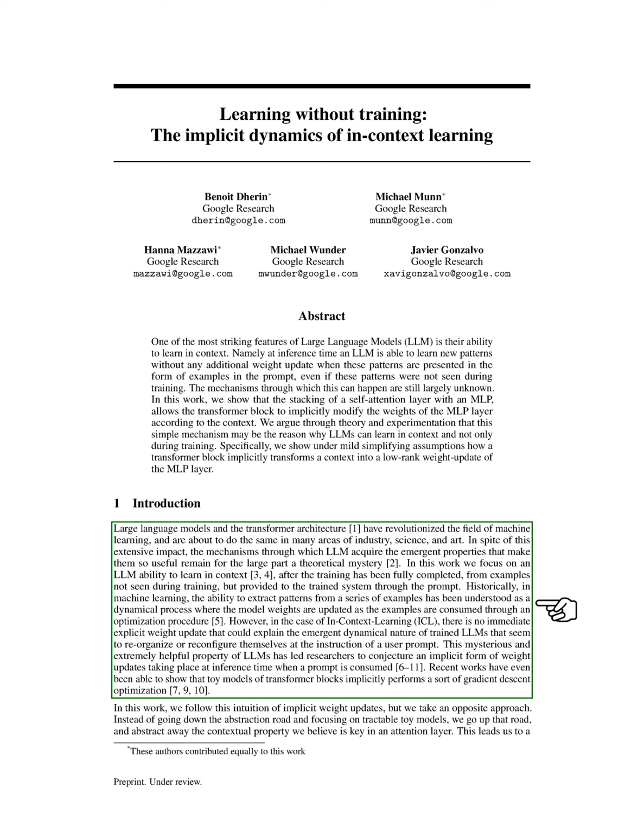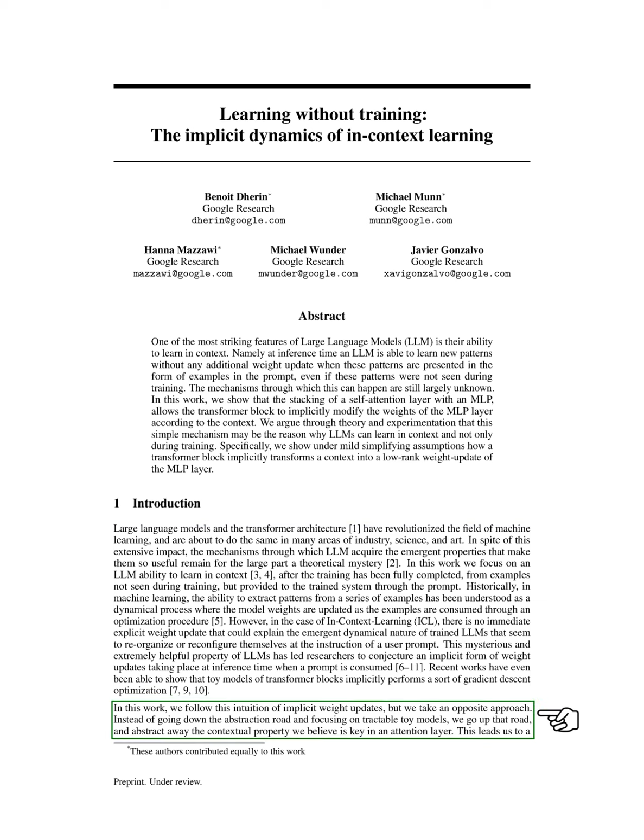training is complete. Traditionally, machine learning has viewed pattern extraction as a process where model weights are updated as examples are processed. However, in-context learning, ICL, we do not see immediate weight updates, which raises questions about how these models adapt based on user prompts. Researchers have speculated that some form of implicit weight updates occurs during inference when a prompt is used. Recent studies have shown that simplified models of transformer blocks can perform a kind of optimization similar to gradient descent.